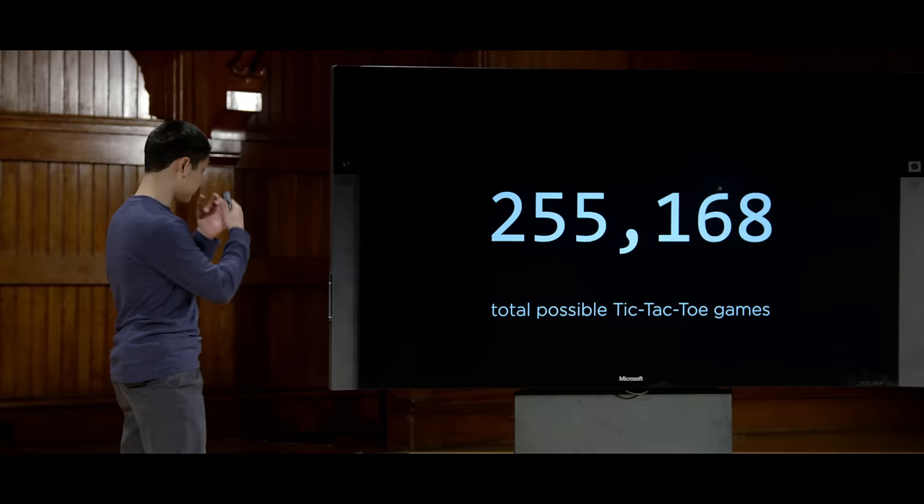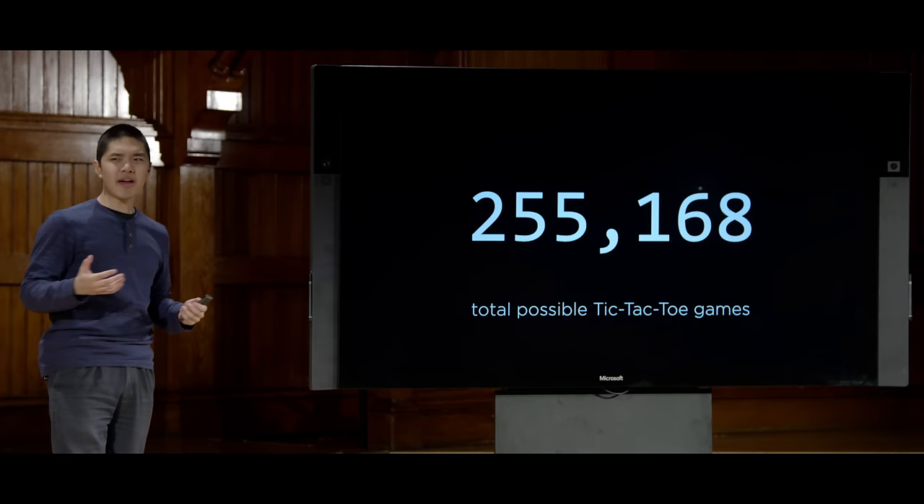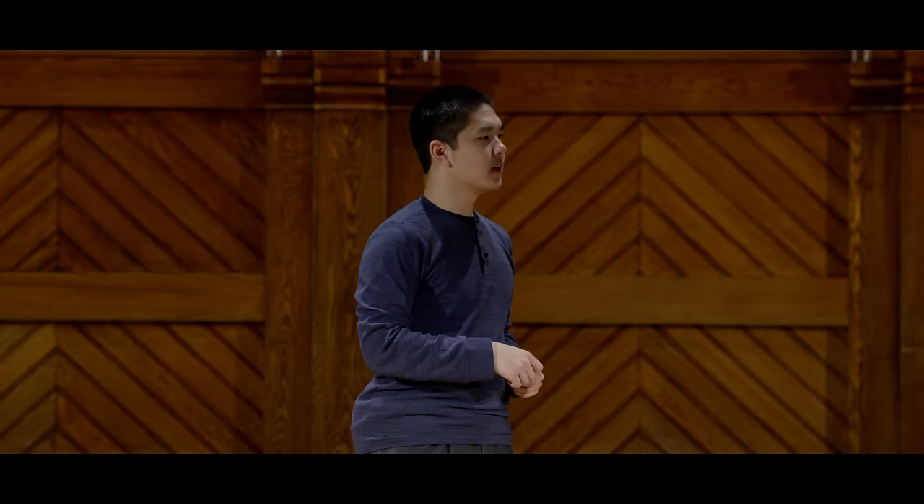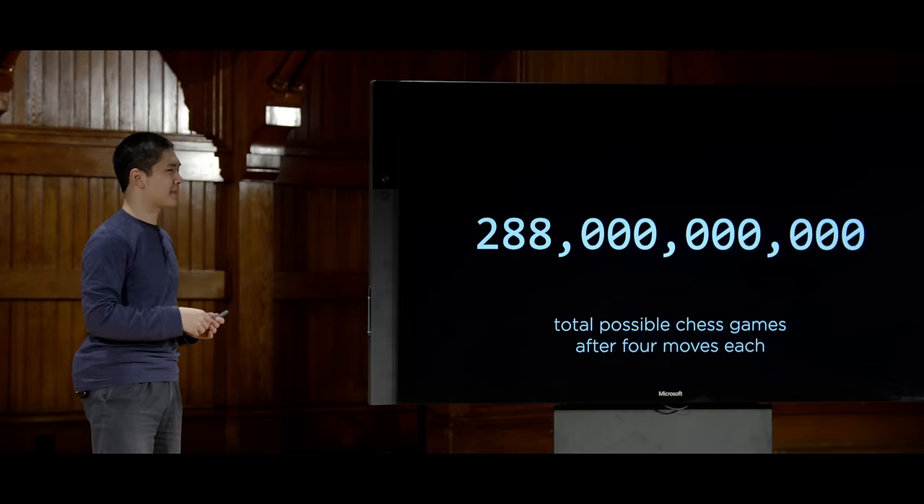You can think about it. You can try and estimate how many moves there are at any given point, and how many moves long the game can last. It turns out there are about 255,000 possible tic-tac-toe games that can be played. But compare that to a more complex game, something like chess, for example. Far more pieces, far more moves, games that last much longer. How many total possible chess games could there be? It turns out that after just four moves each, four moves by the white player, four moves by the black player, there are 288 billion possible chess games that can result from that situation.